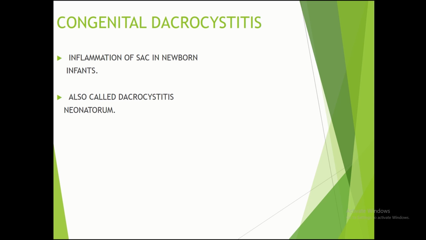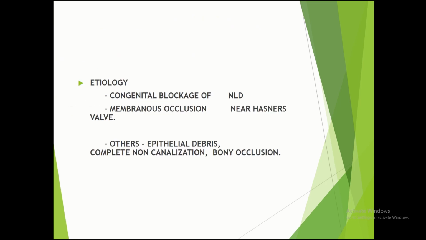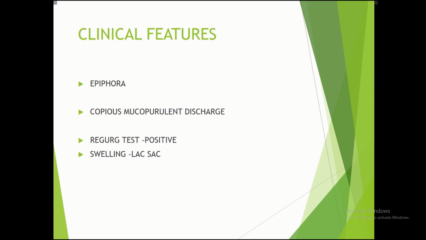Congenital dacryocystitis is nothing but inflammation of the sac in newborn infants. It's also called dacryocystitis neonatorum. So the etiology: there is a congenital blockage of the nasolacrimal duct. It is usually a membranous occlusion at the level of the Hasner's valve. Others, there can be epithelial debris which is blocking the drainage of the nasolacrimal duct. You can also have complete non-canalization of the nasolacrimal duct, or there can be a bony occlusion of the nasolacrimal duct.